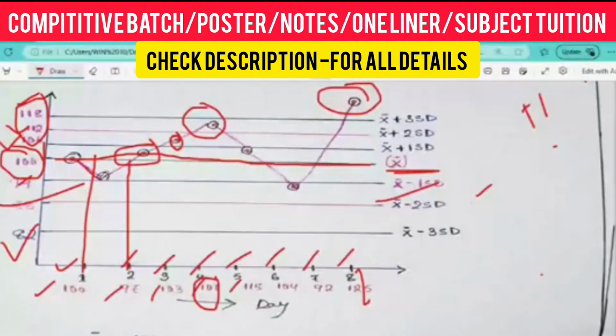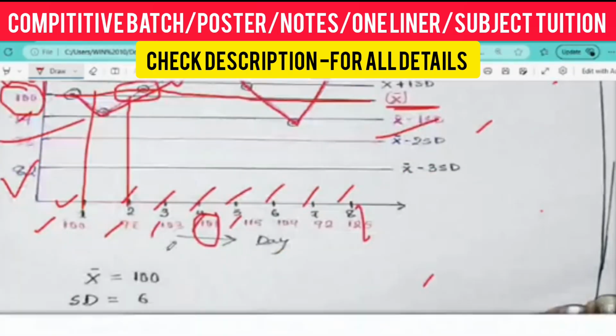Are you getting whatever I am saying? That is the result, and you have put it on this chart. That is called the Levey-Jennings chart. If I am saying here, the x bar, the mean, is 100 and SD is 6. Getting my point? SD means standard deviation.